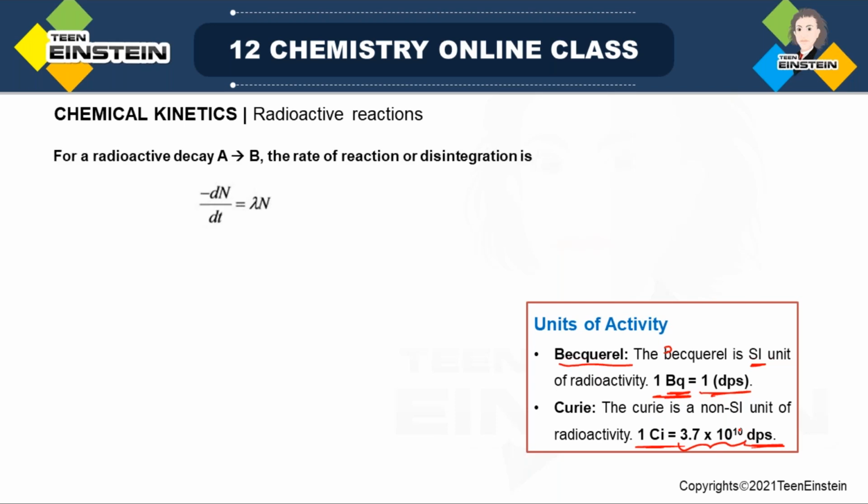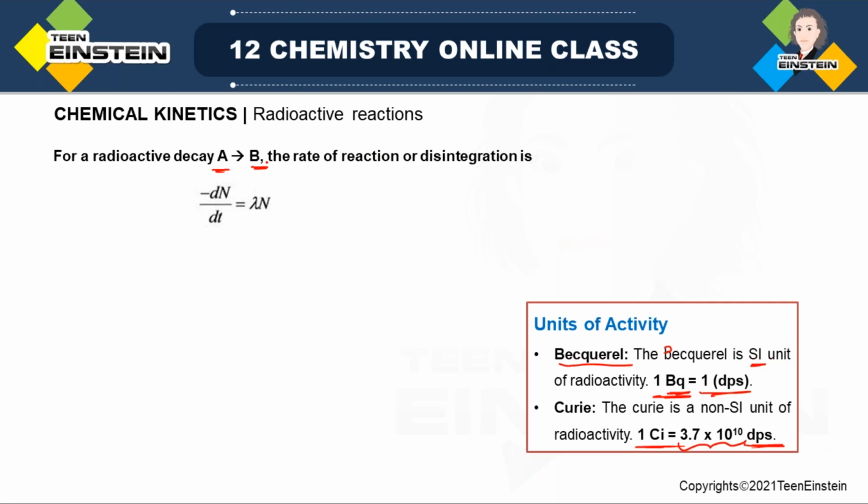Next, we'll see how we can do the integration. Similar type of integration you will see here that we have done for first order reaction, that is, for normal chemical reactions during the discussion of first order kinetics. The way we have done the integration, here also we will do the same. So suppose there is a radioactive decay starting from A and we are getting B.